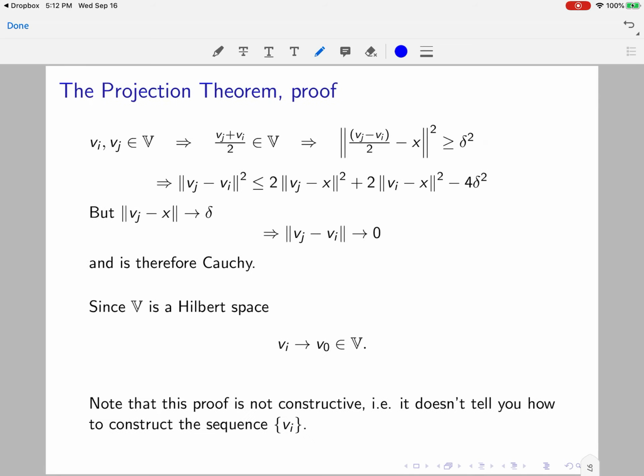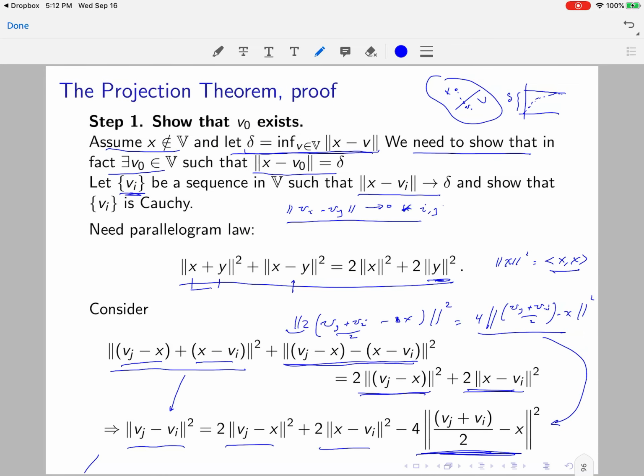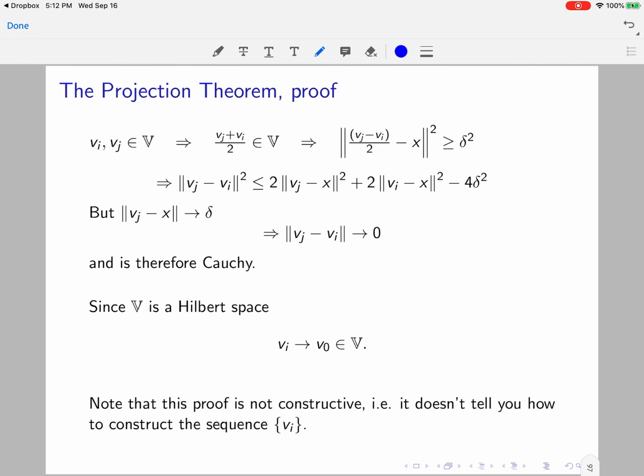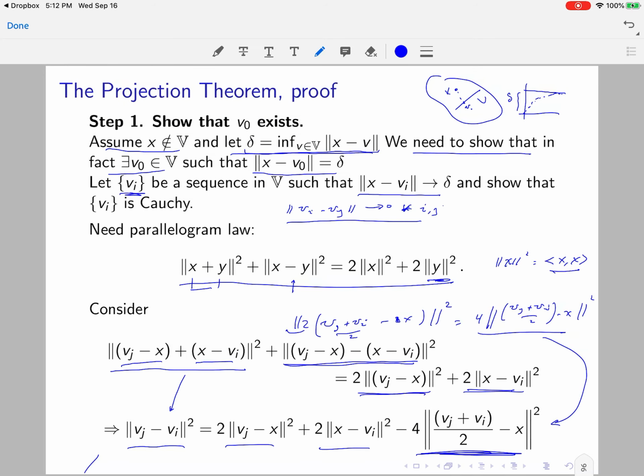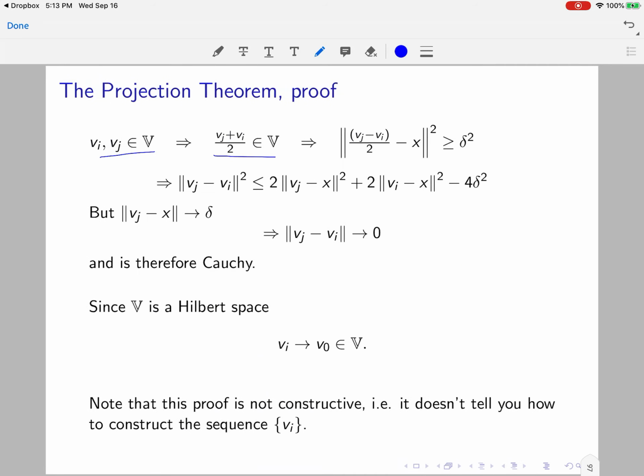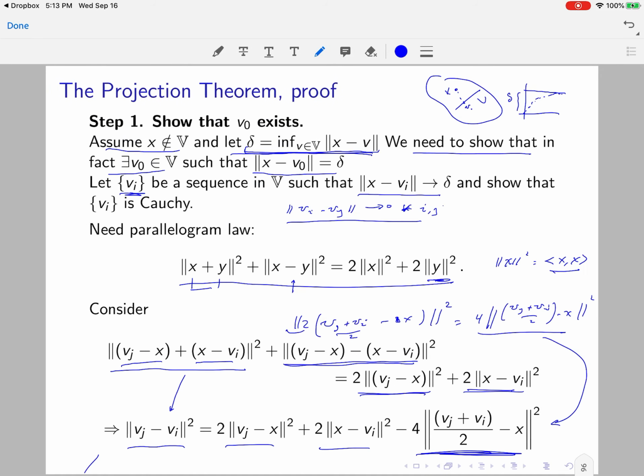Okay, so now let's just look a little bit more at this term here. Vi and Vj are inside of our closed subspace V, and since it's a closed subspace, any linear combination is inside of V. So Vj plus Vi is also inside of V. Now because the infimum is equal to delta, remember we have the infimum over V of the norm of x minus V is equal to delta. That means that this guy, without the square, has to be at least bigger than delta. So when we square it, that term has to be bigger than delta squared.